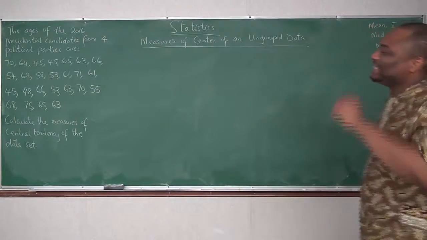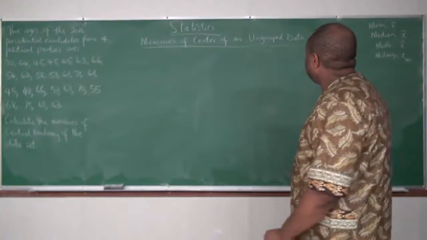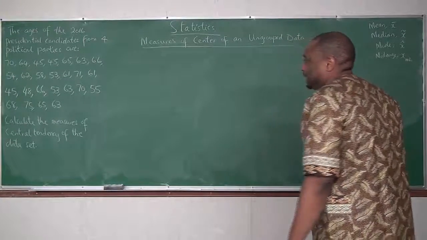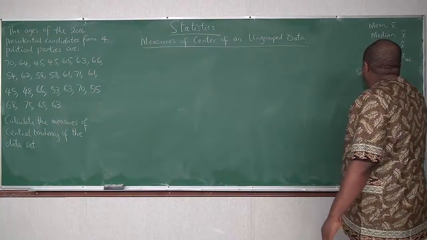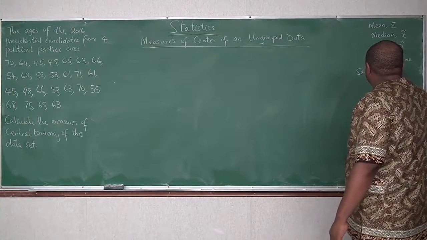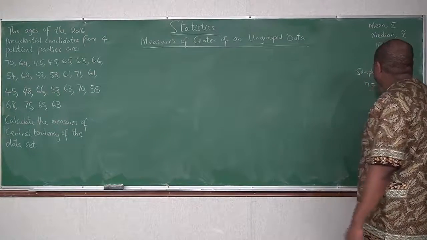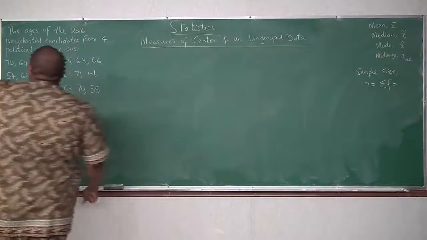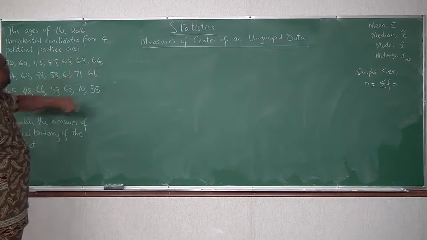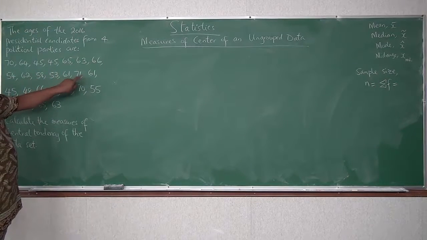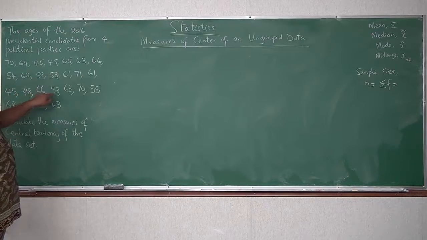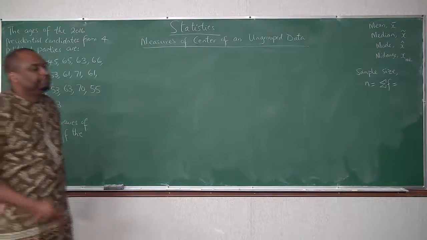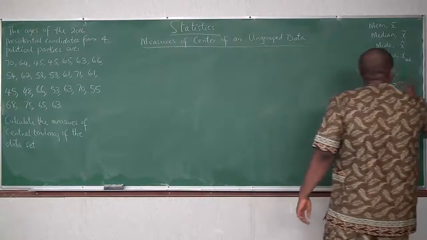So we shall form an ungrouped data of this. First of all, let's find the sample size, n, and we see that our n is our sigma f. So let's count this: 1, 2, 3, up to 25. Just to make sure, this is 25.